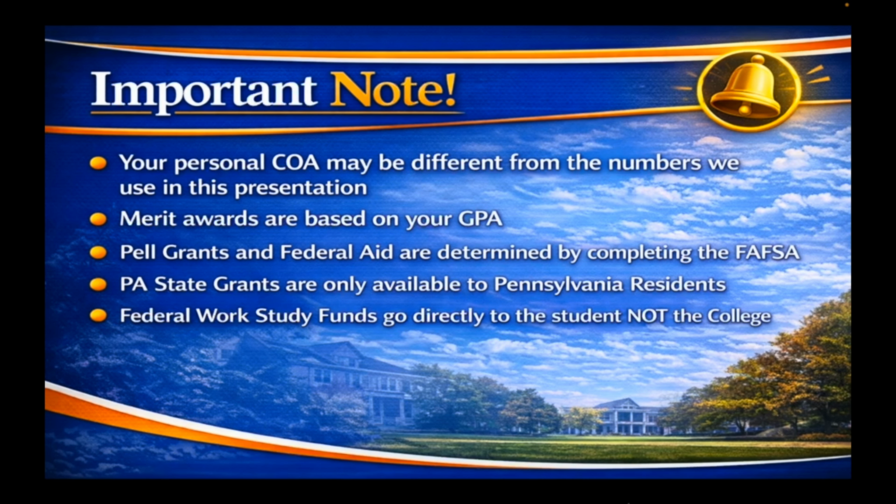Now we're going to finally take a look at your cost of attendance worksheet, but there's some important things to note first. First of all, your personal cost of attendance may be different from the numbers we use in this presentation. You can find those numbers on your financial aid award letter. The merit awards are based on your GPA. Pell Grants and federal aid are determined by completing the FAFSA, so make sure that you get that done. Pennsylvania state grants are only available to Pennsylvania residents, and federal work-study funds go directly to the student, not the college. Now remember, you can find all of your information in your financial aid award letter.